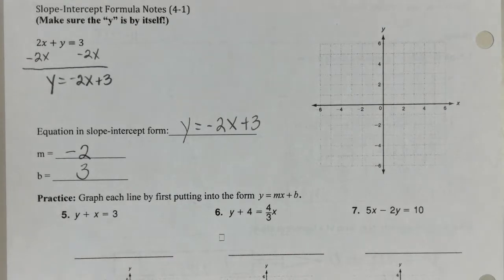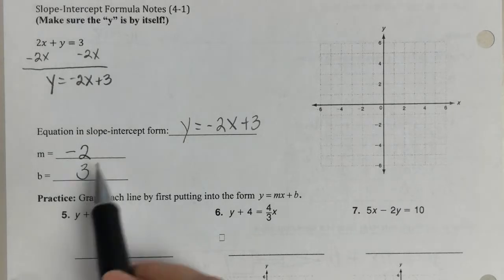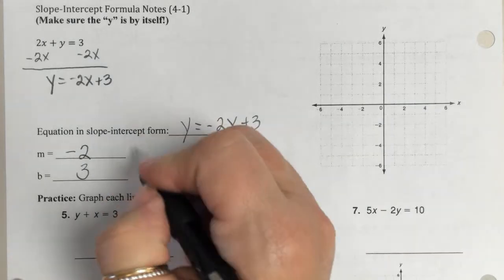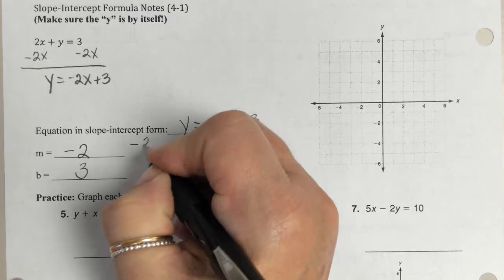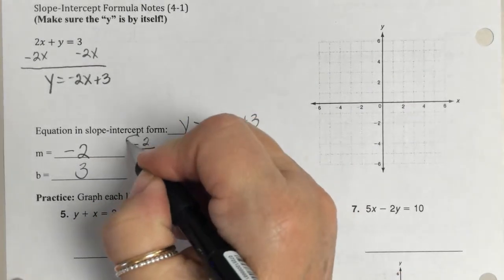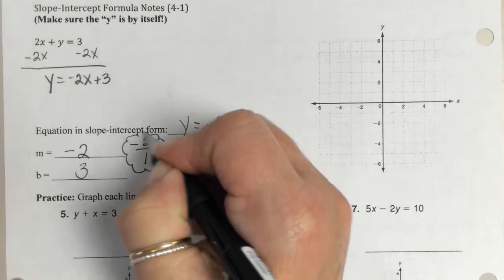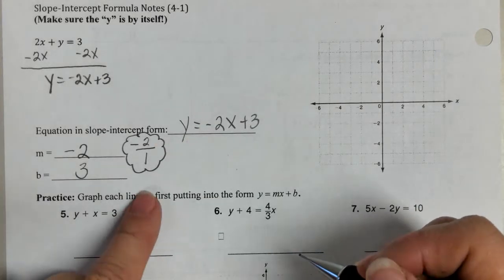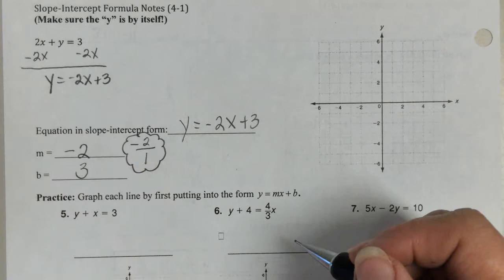Now, I like to look at my slope as a fraction because I like to see my rise over run. When you're asked to give the slope, you do give it in simplest form, but for our use in graphing, it's really going to be helpful. I'm going to put it in a think bubble because I'm going to think this. I'm not going to write it, but I'm going to think rise over run.